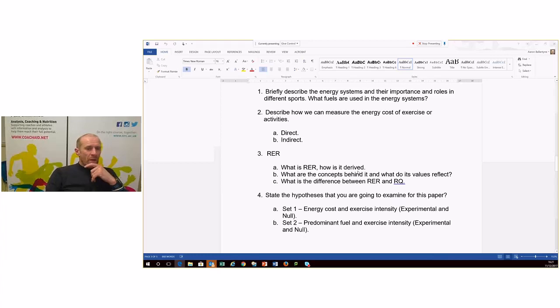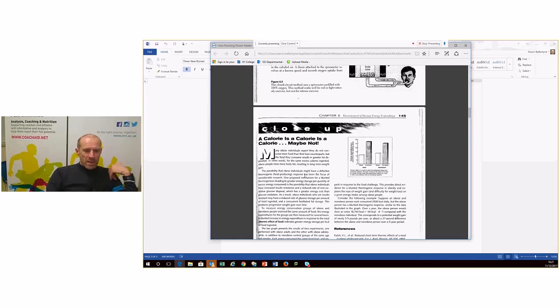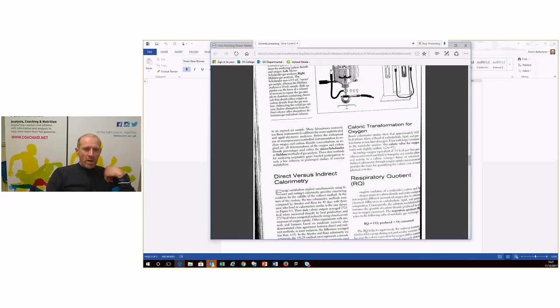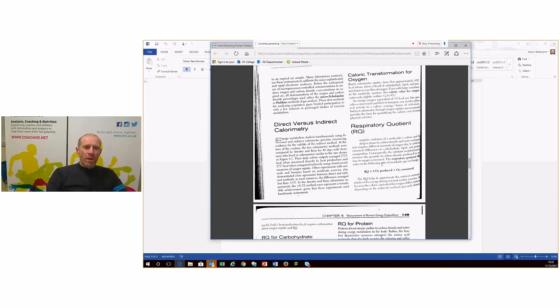On the next one, what is RER? How is it derived? Just as in that example, if I was bringing this in, there's a section there on RER. Now in this we talk about respiratory quotient. Some of the other books will have it as respiratory exchange ratio rather than respiratory quotient. They're very similar.